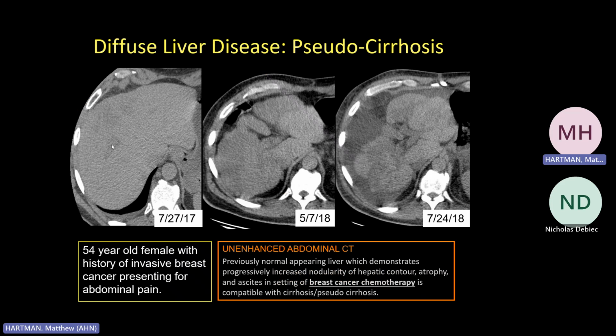This is pseudocirrhosis. This is a patient who had breast cancer, got chemotherapy. Now it's lumpy, bumpy, a little bit of ascites there. So that can be a fake out.